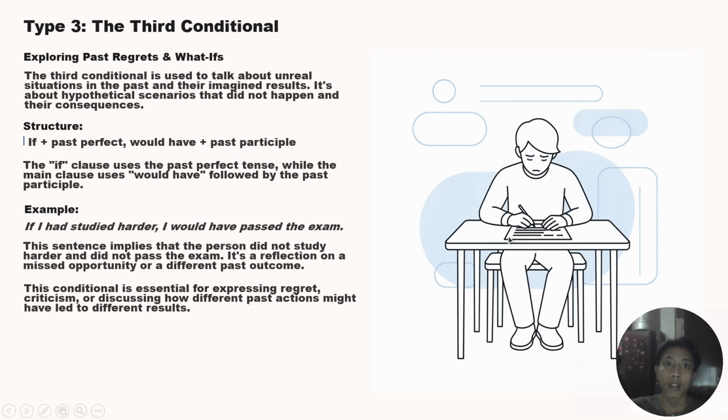Type 3, the third conditional: exploring past regrets and what-ifs. The third conditional is used to talk about unreal situations in the past and their imagined results. It's about hypothetical scenarios that didn't happen and their consequences. The structure: if plus past perfect, would have plus past participle. The if clause uses the past perfect tense, while the main clause uses would have followed by the past participle. Example: if I had studied harder, I would have passed the exam.